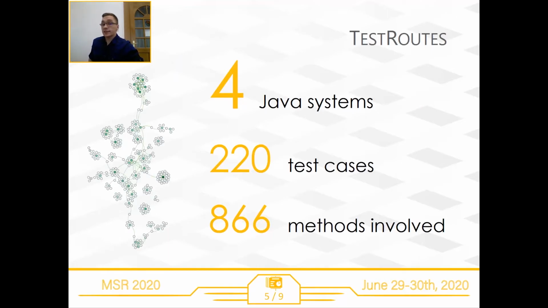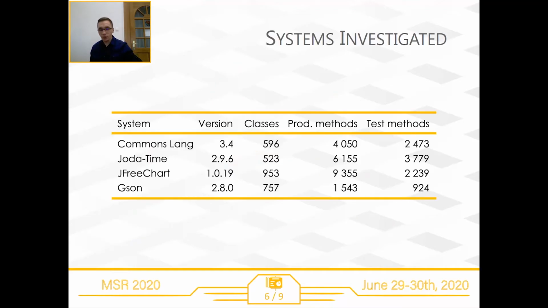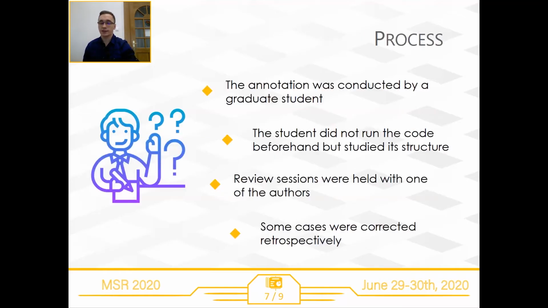So we present the TestRoutes dataset, which considers 4 open source Java systems and contains data on 220 test cases with 866 methods altogether. On the left side here, you can see a graph from JODA-time. The green nodes represent the test cases, and you can see that there are several interconnections between these nodes. Here you can see data on the systems that we considered. These are medium-sized software systems with thousands of production methods and thousands of tests.